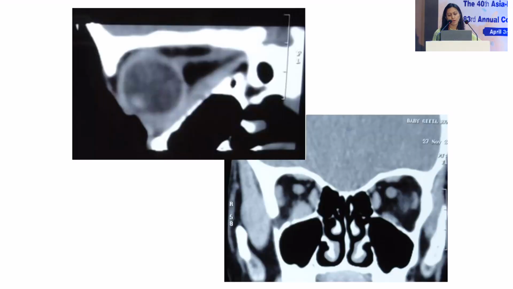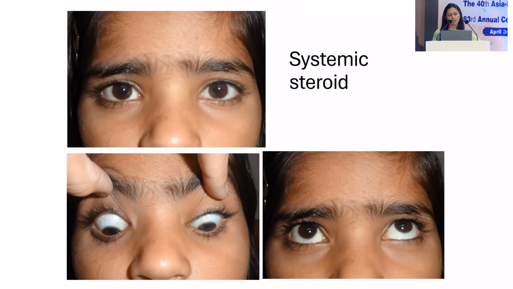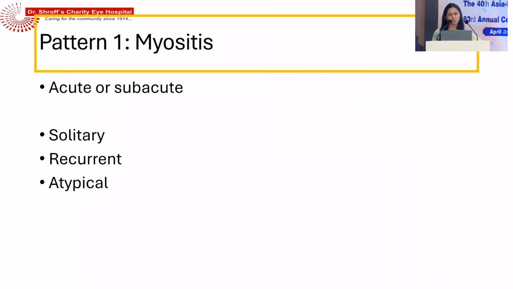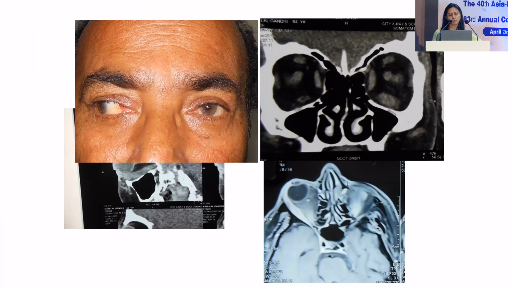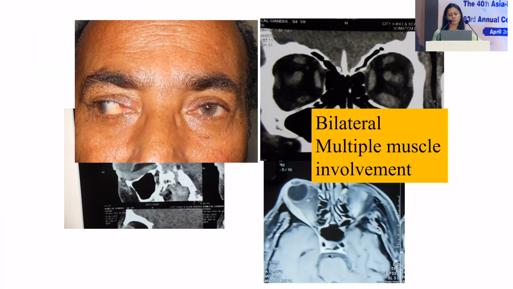This girl had a myositis. We can see the muscle which is thickened, with irregular edges. So myositis sometimes can present without any signs of overt inflammation, and they do respond to steroid. That is one of the diagnostic indicators if you don't want to do a biopsy. We can see after steroid the movement has become better, so it indirectly confirms the diagnosis that it indeed is a myositis. Myositis can be acute or subacute in presentation, could involve one muscle or multiple, can be atypical also, but the unifying feature is the irregular enlargement of the muscle which does not spare the tendon, unlike in thyroid eye disease where usually it's a tendon-sparing involvement.